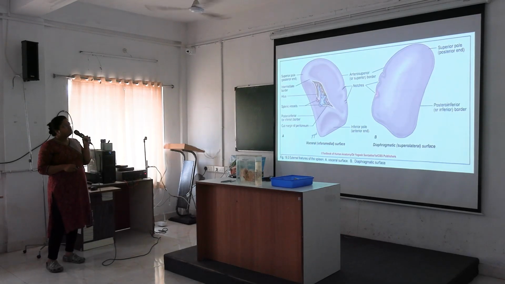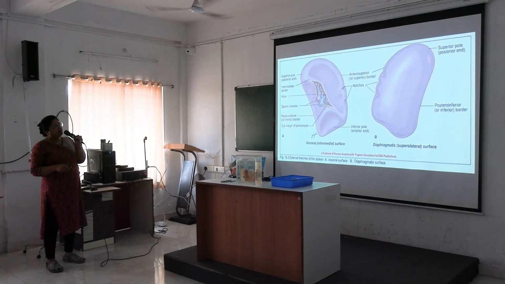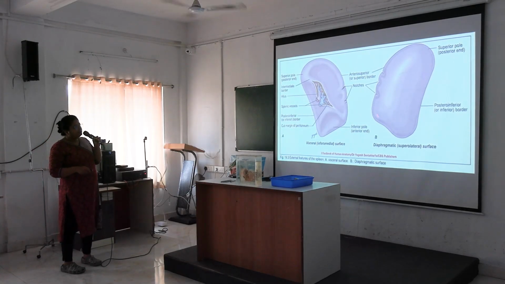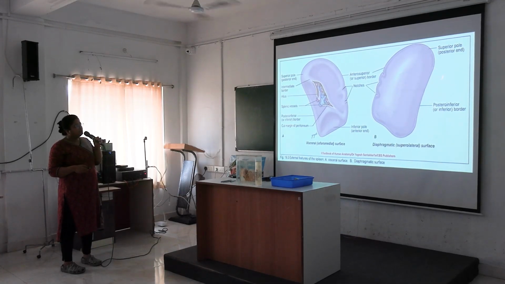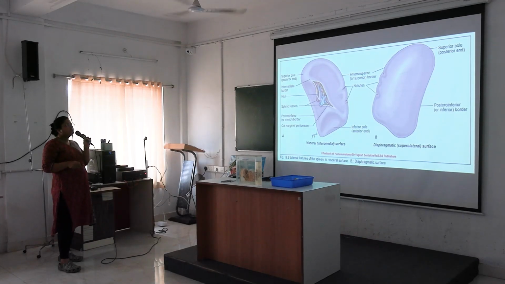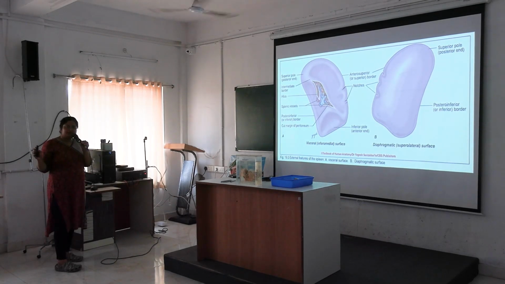See, this is the superolateral surface or diaphragmatic surface. It is smooth and convex. This is the anterior end, broad end or inferior pole, and this is the superior pole or posterior end. This is the antero-superior border or superior border. It has notches. The posterior-inferior border or inferior border does not have any notch.